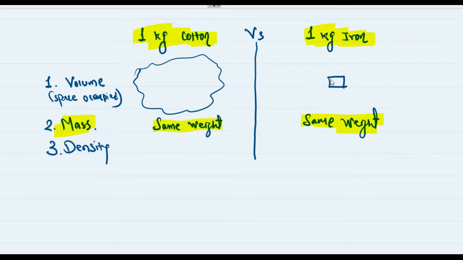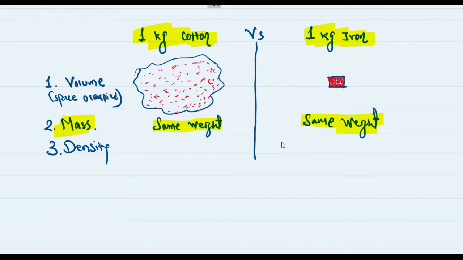You are right if you are saying iron. In iron, the particles are tightly packed because there is no space. Space occupied is very, very less. The volume is very, very less. So particles in iron are tightly packed, as you can see over here. Very little space. And the particles of cotton, there are so many particles, but as you can see, they are not tightly packed. There are a lot of spaces between the particles of cotton. So particles are not tightly packed.